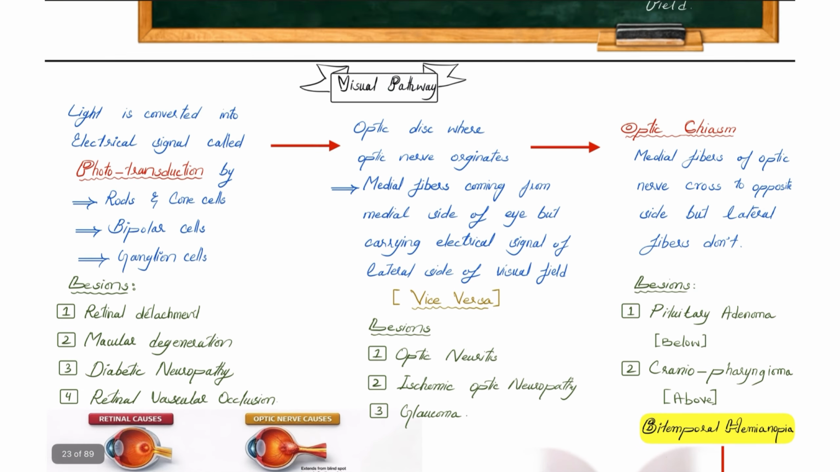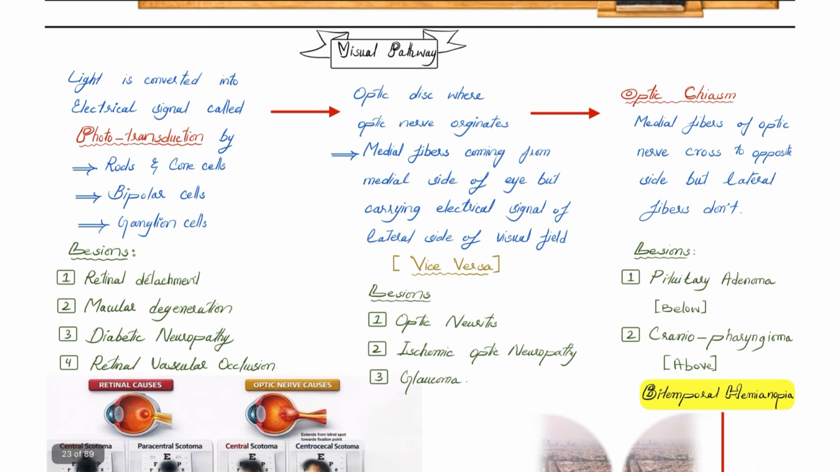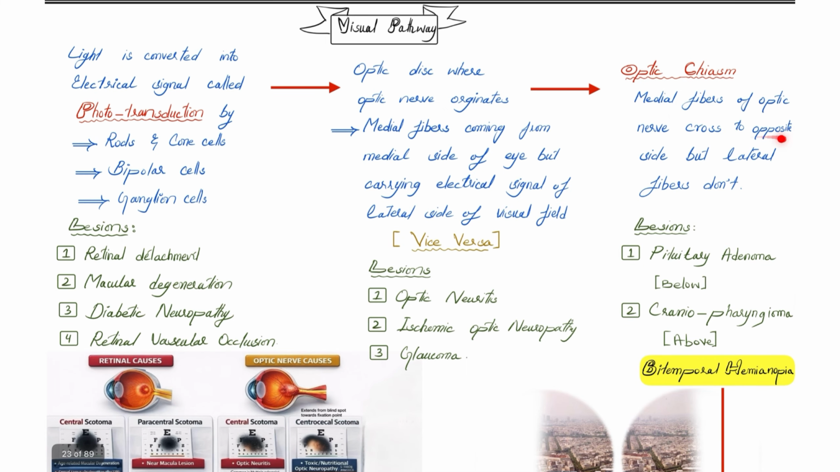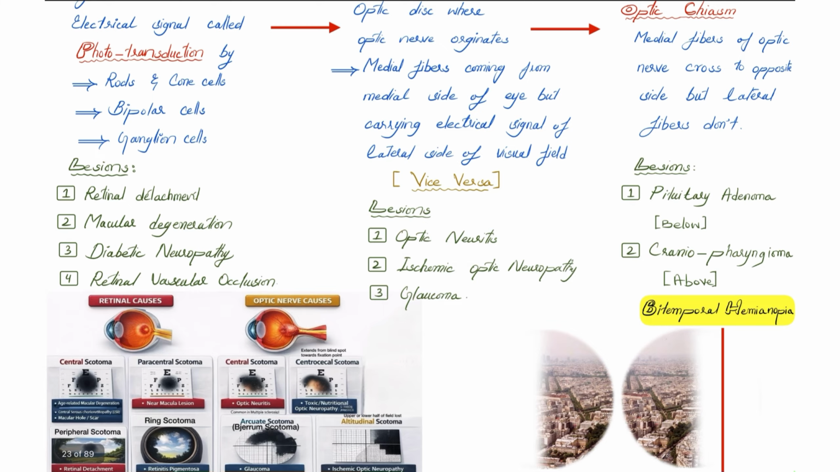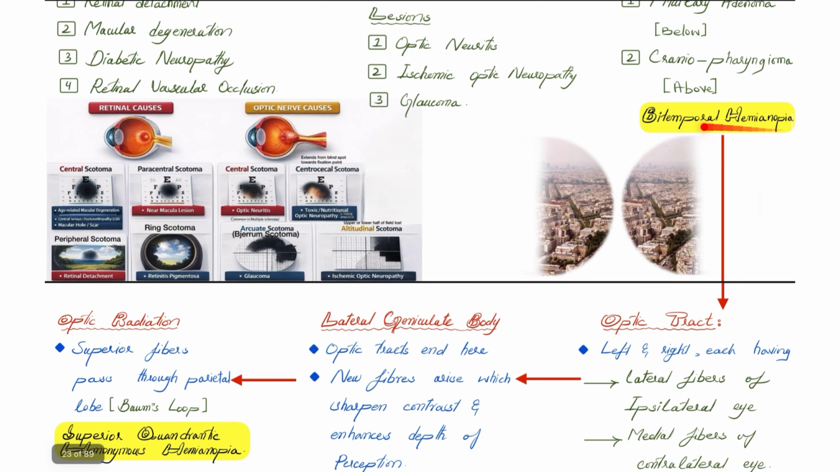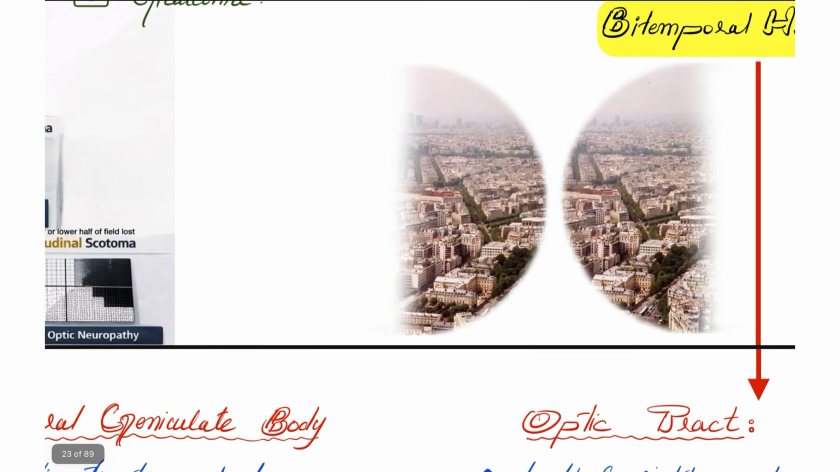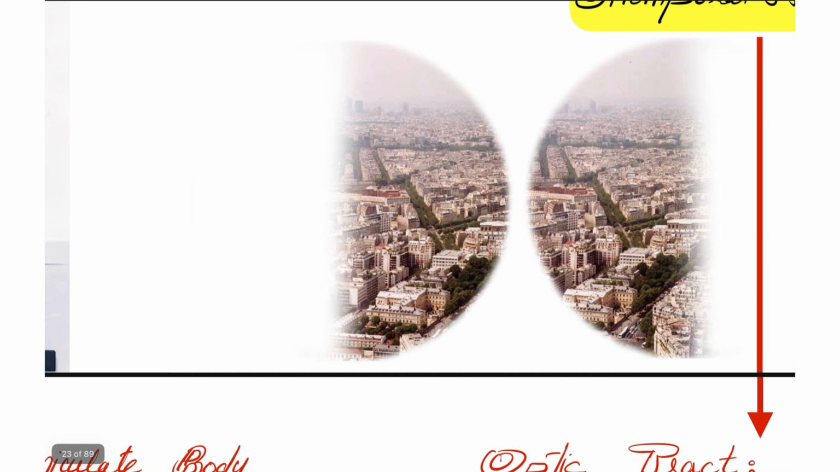So the next thing that we have to know is that the medial fibers of optic nerve cross to the opposite side, and this is called optic chiasm, but the lateral fibers do not cross. Now, lesion to or trauma to the optic chiasm can be caused by pituitary adenoma from below or craniopharyngioma from above, and this leads to bitemporal hemianopia. Bi means two, temporal means outer and lateral side of visual field, hemi means half of the visual field, anopia means missing the vision. So you can understand the abnormality from its term itself.